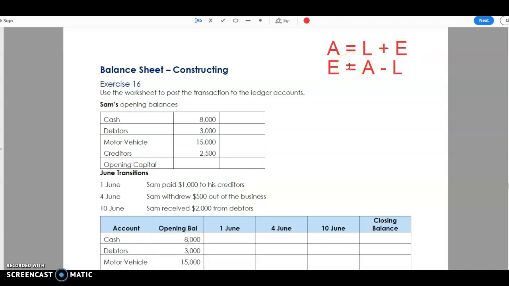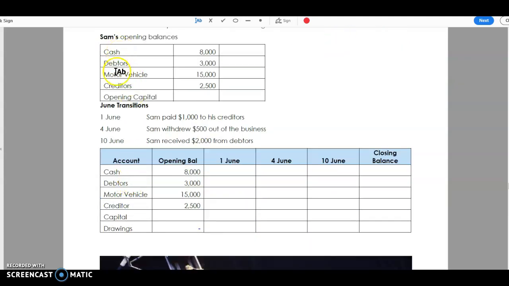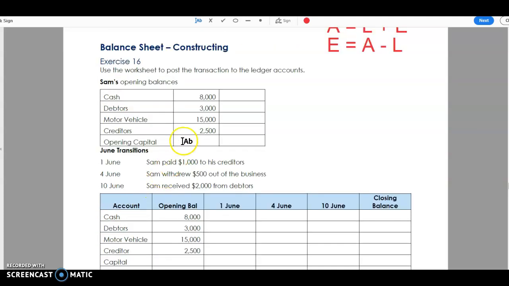And I've also put the alternative form in there, equity equals assets minus liabilities, which is our net assets, just for my and your benefit. So we want to use this worksheet to post the transactions to the ledger accounts. These are ledger accounts, with a couple more. And here are Sam's opening balances. For the cash, 3,000, debtors cash 8,000, debtors 3,000, motor vehicles 15,000, and creditors 2,500.